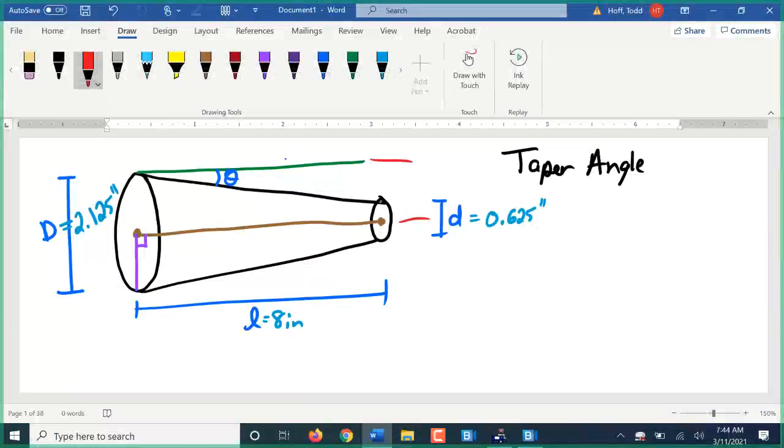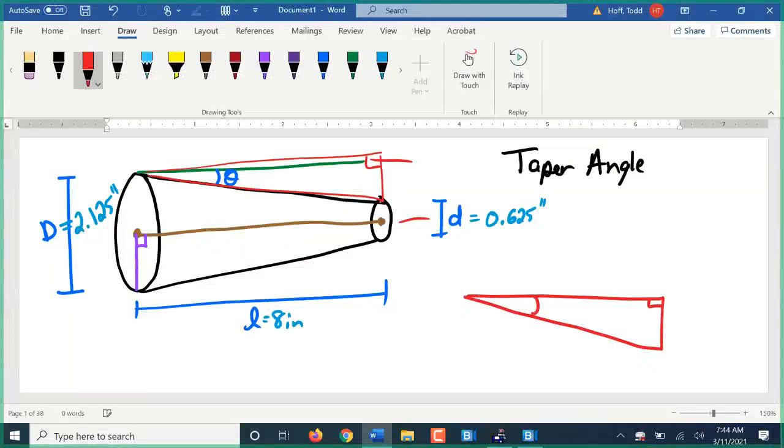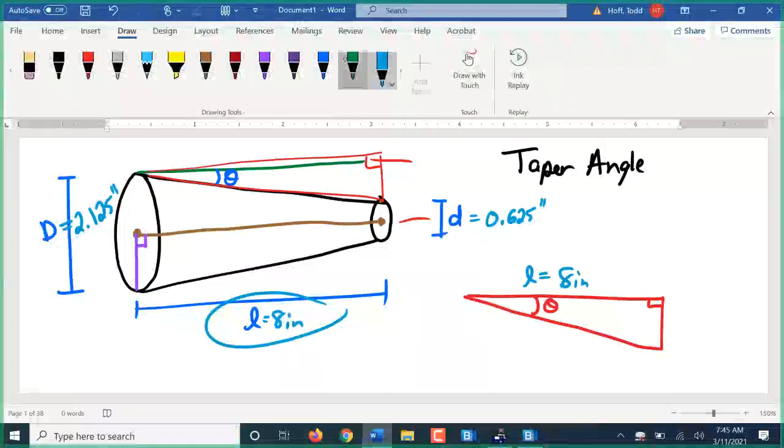So we are literally looking at this triangle right here. And the dimensions of this triangle are fairly simple. I'm going to redraw it down here so we can see it a little clearer. This is our angle. This side up here is just our length. That's going to be the 8 inches. Side here is going to be the difference in the radiuses, the radii.